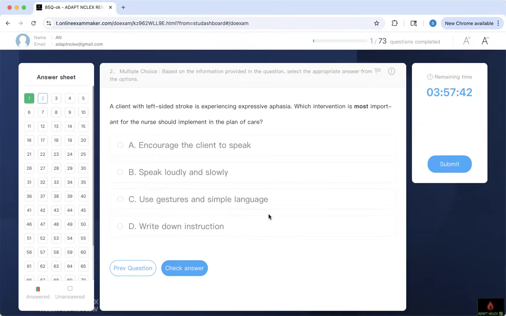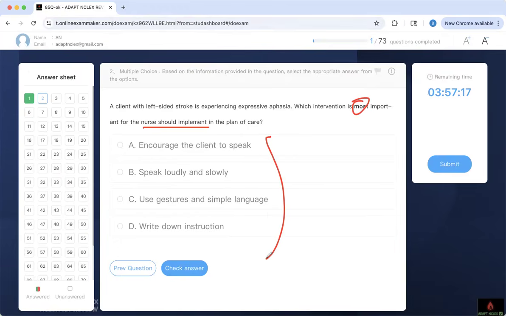Every question, I will give you the concept, and I want you to write it down like you're studying. And at the end of it, you'll see a bunch of concepts you know. You pick your answer. If I'm taking this test, this is the way I'm going to approach it: go for the keywords. Most important for the nurse to implement in a plan of care. That means all these are okay, but the most important, you have to be sharp.